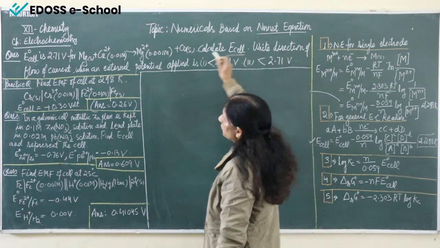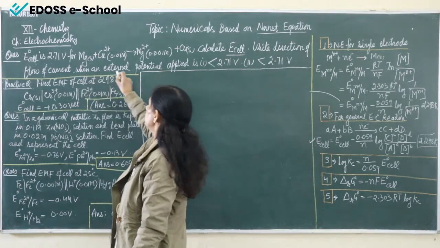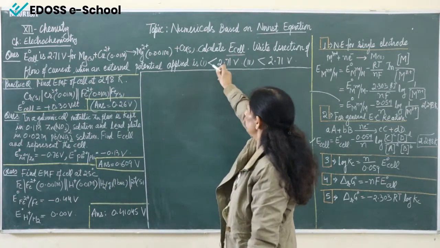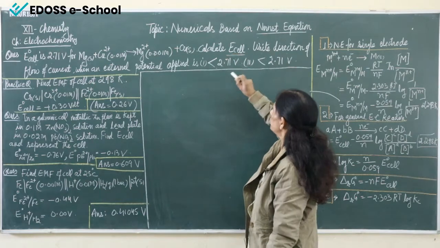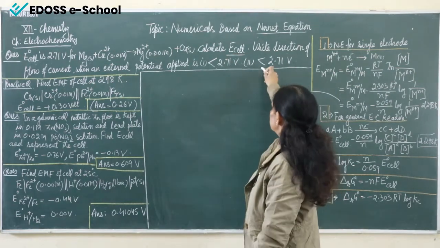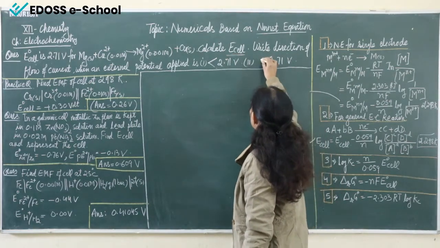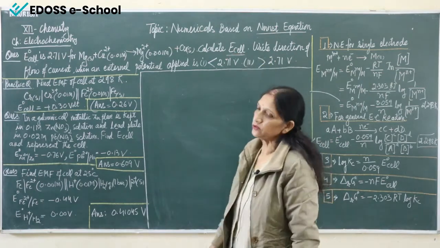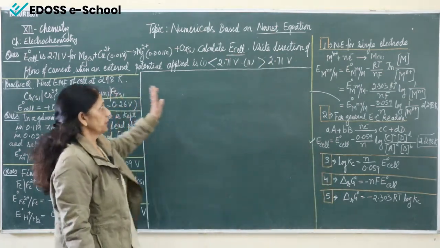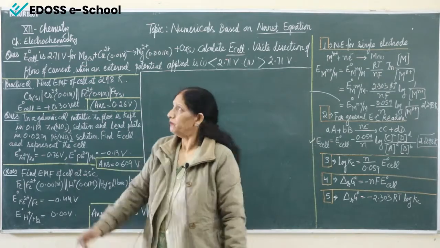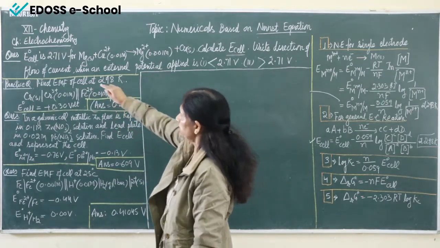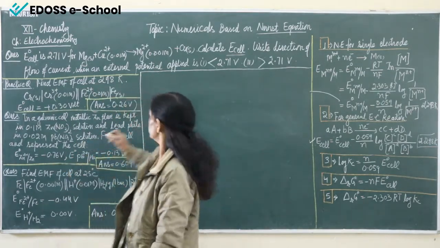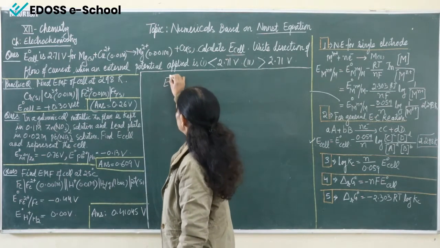Write the direction of flow of current when an external potential applied is number 1, less than 2.71 volt, and number 2, greater than 2.71 volt. So this is the question. First thing that we will do is see what is given to us. E naught of the cell is given to us, so we will write here E naught of cell.